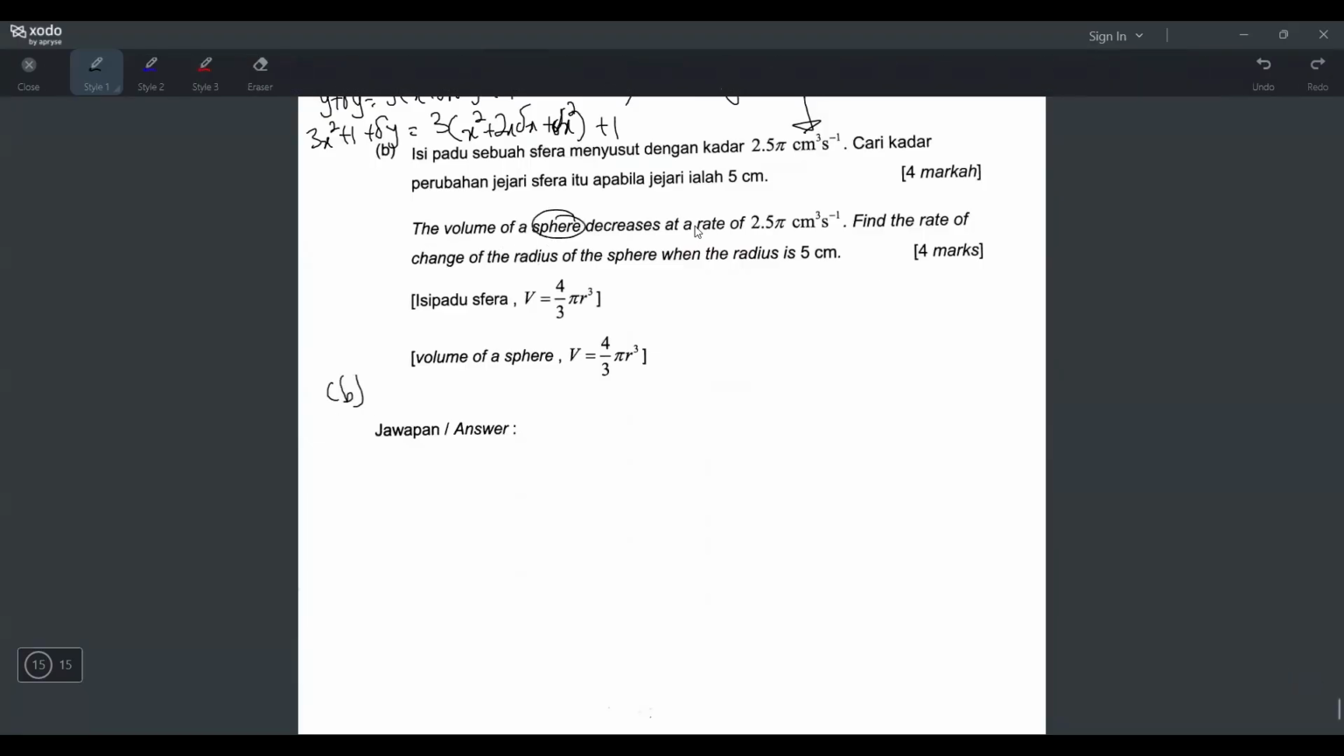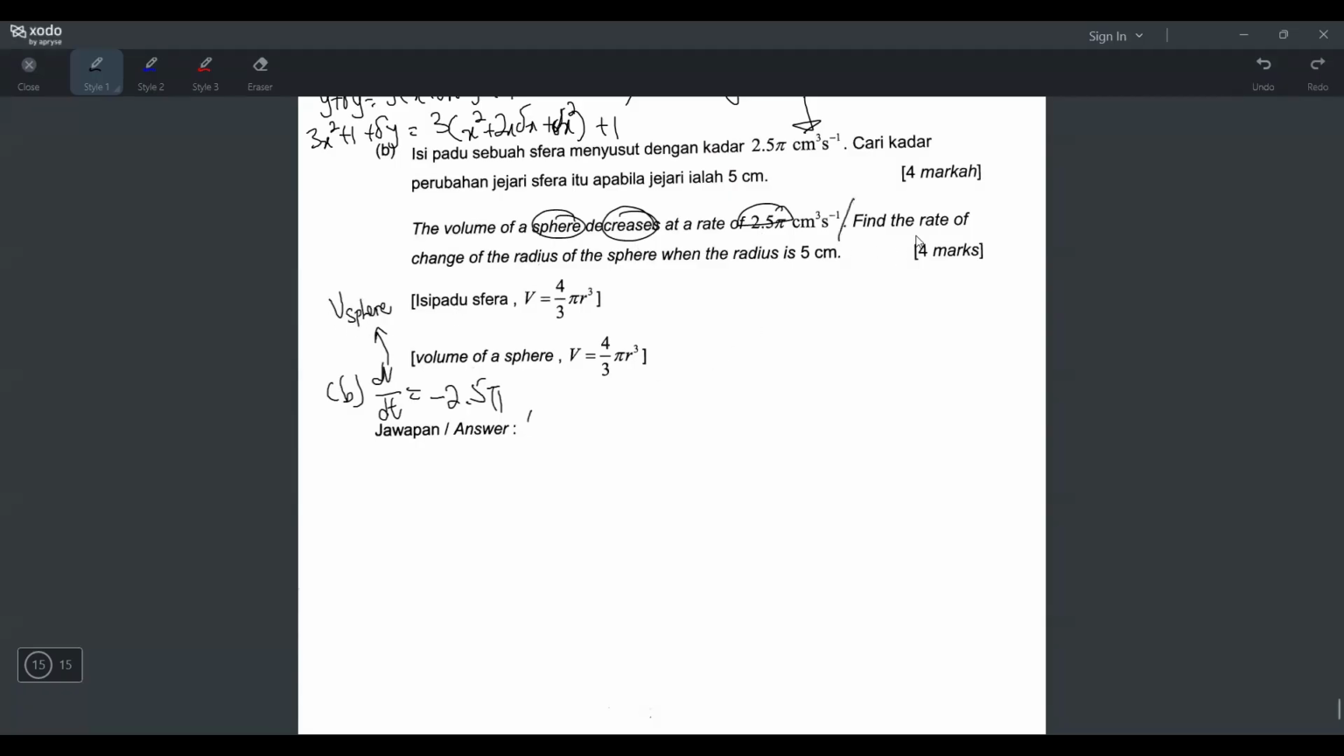The volume of sphere decreases at a rate of 2.5 pi. When you see the word rate, you know it's a rate of change question. It means over dt. Rate means over dt. But d what over dt? They say about volume. So dV over dt is negative 2.5 pi because they say decreases. And don't forget the V represents volume of sphere.